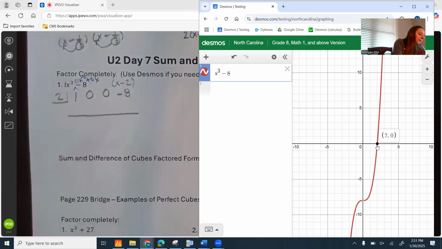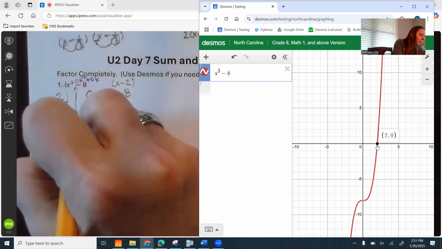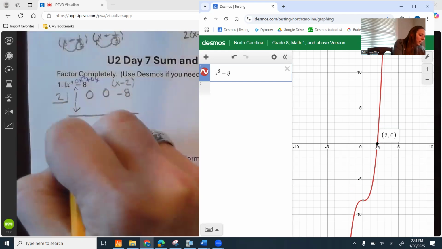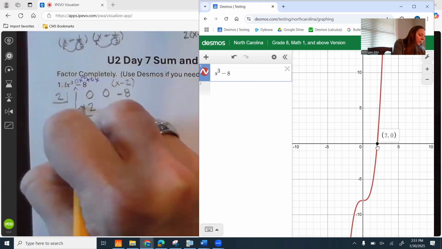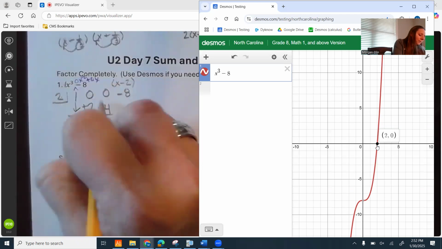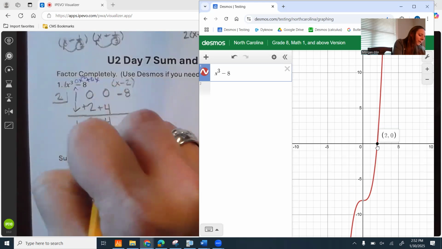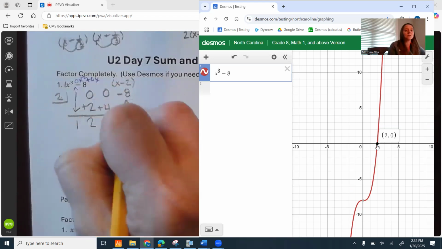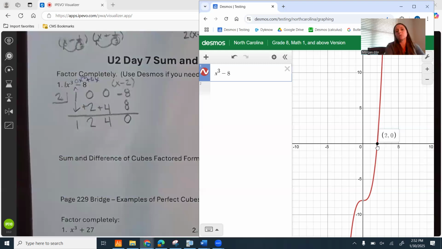All right, synthetic division, we bring down our 1. 2 times 1 is 2, and now we add these, so that's 2. 2 times 2 is 4. And again, we add these, and that's 4. 2 times 4 is 8. And I should be getting 0 because I found from Desmos that x minus 2 was a factor.